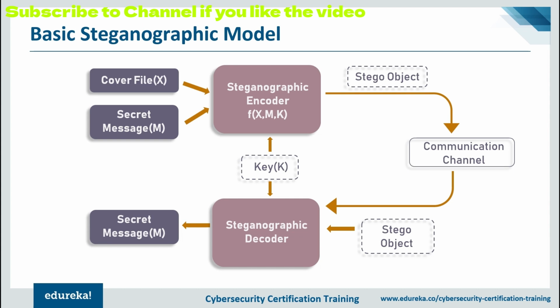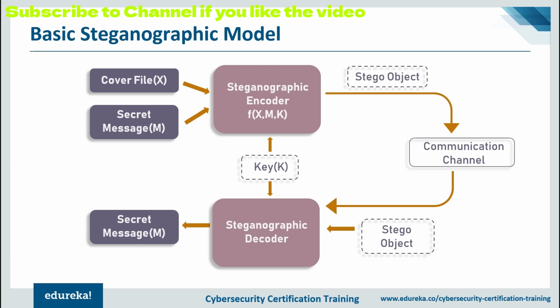So if I summarize, you have your cover file, which could be image, audio, or anything. And then you have your secret message. Both of them, along with the key, if you want, are fed into steganographic encoder. As a result, you get your stego object, which looks exactly same as cover object. And this stego object is sent to receiver through secure communication channel with or without encryption. On the other end, if receiver wants to extract the secret data, he feeds this stego object into steganographic decoder and he gets cover object and secret message as an output. So this is how steganography actually works.